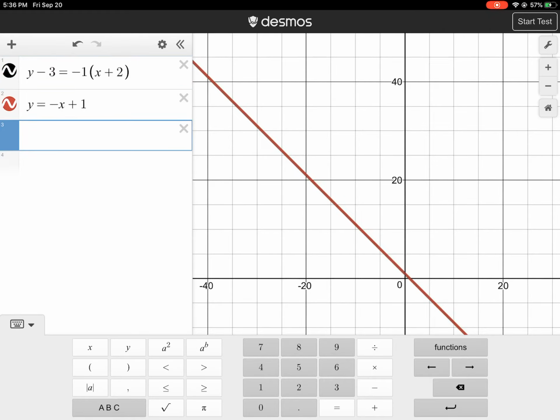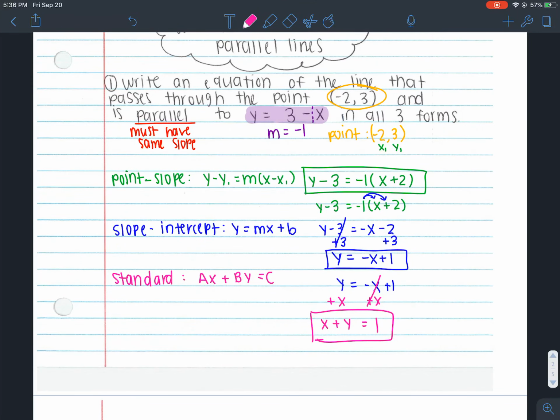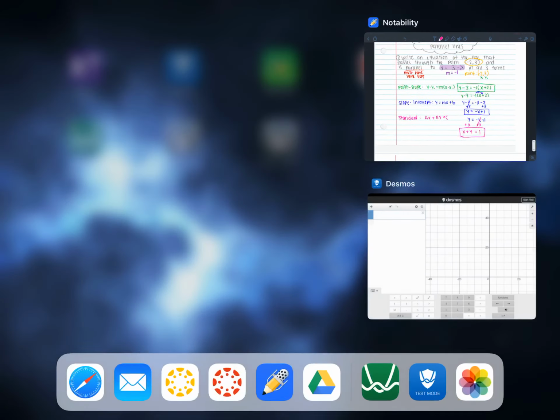The third way was writing it in standard form. X plus y equals 1. What do you notice about all 3 of my lines? They're all exactly the same. So they're just different forms. And let's check to see if this is actually perpendicular to the original line. The original line was in purple. It's our highlighted purple. And so we had y equals 3 minus x.